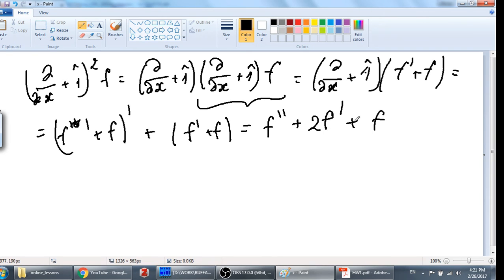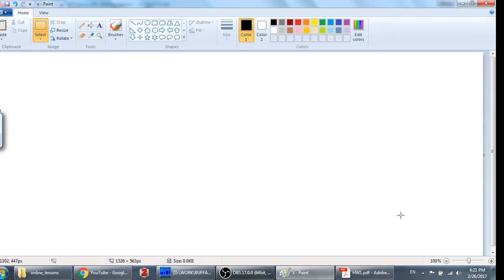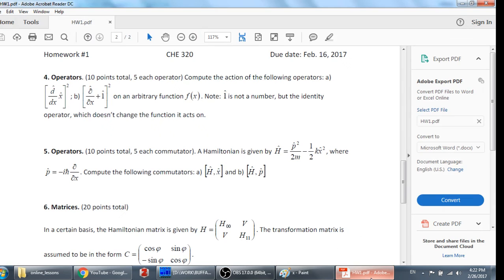So that's basically it, right? Now, for these operators, the commutators, that's exactly the same idea as applying operators of this sort.